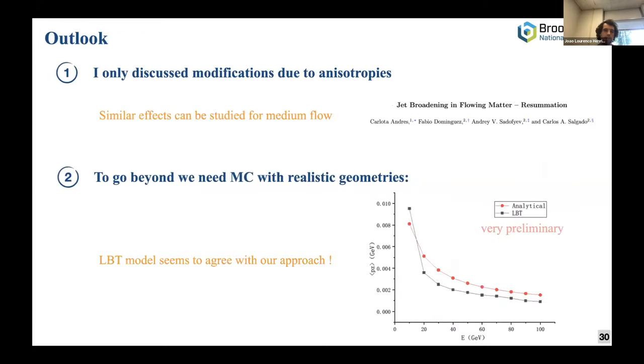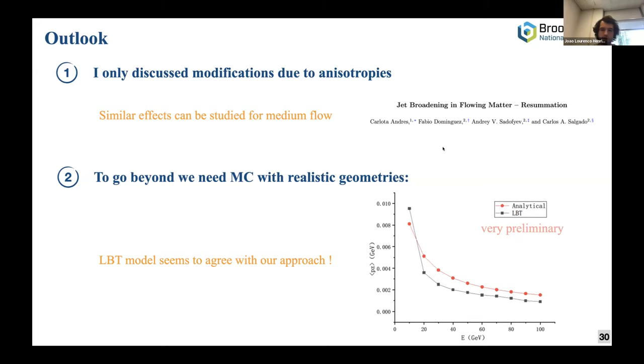Finally, instead of giving you a conclusion, let me give you an outlook of other directions that are being explored. Today I only talked about anisotropies in the medium, meaning the effect that the medium can have a larger density in one direction compared to another. But of course, the medium in eHIJING also has some flow, and you can try to compute corrections to the properties of the jet due to the flow. This has been done in a series of other papers by my collaborators and other people.